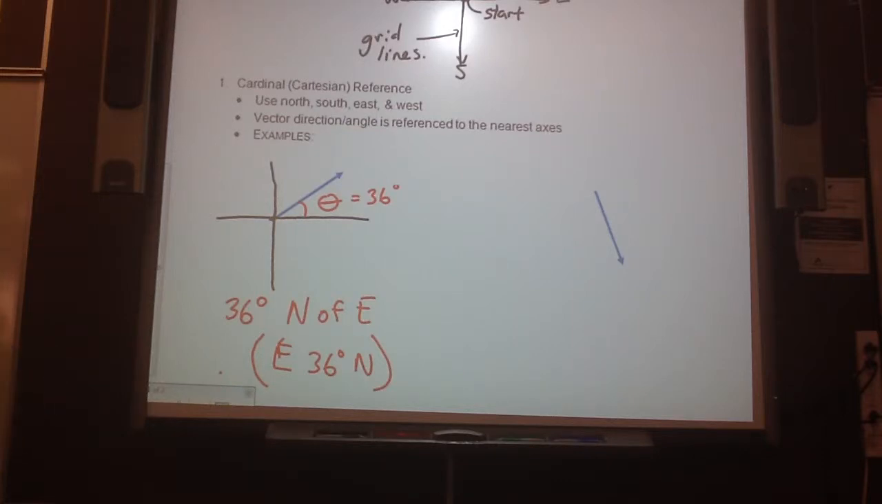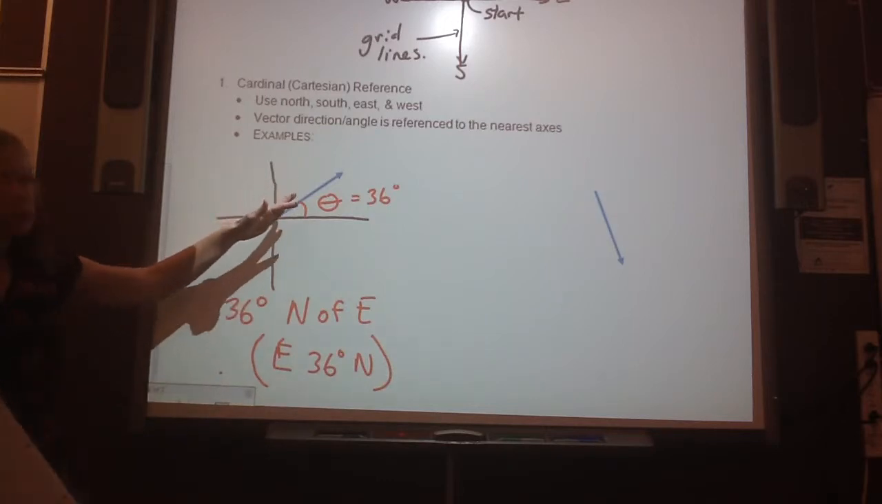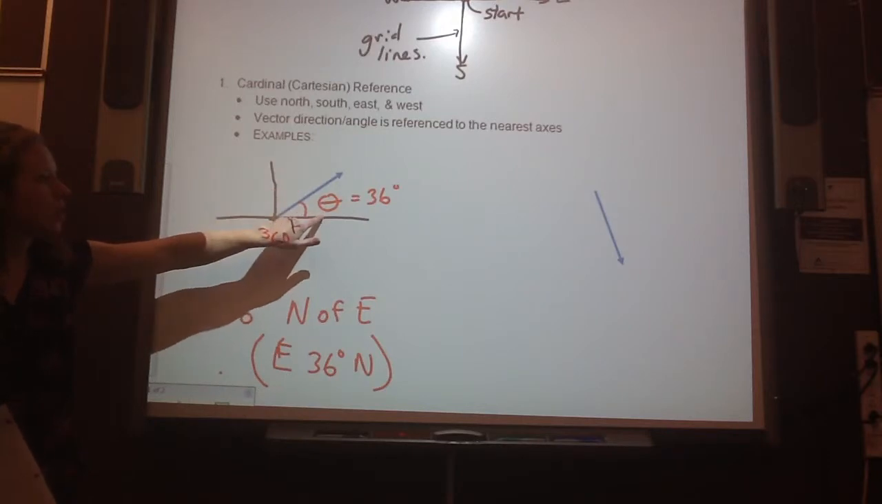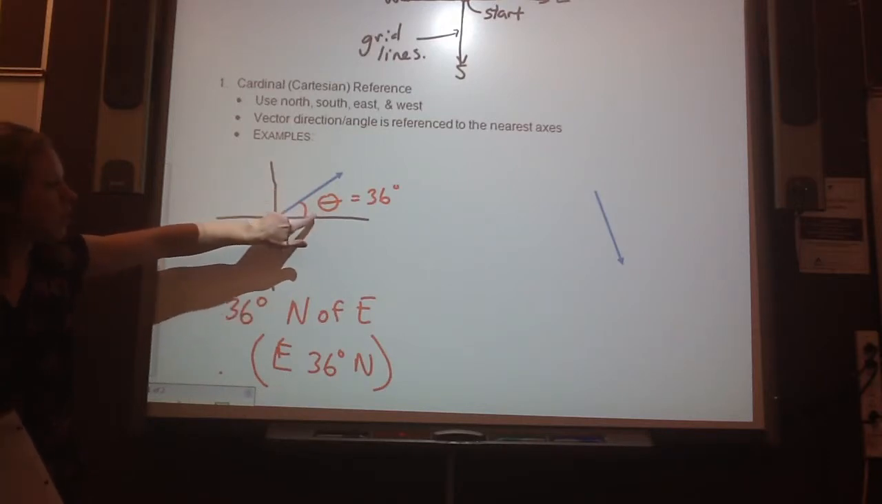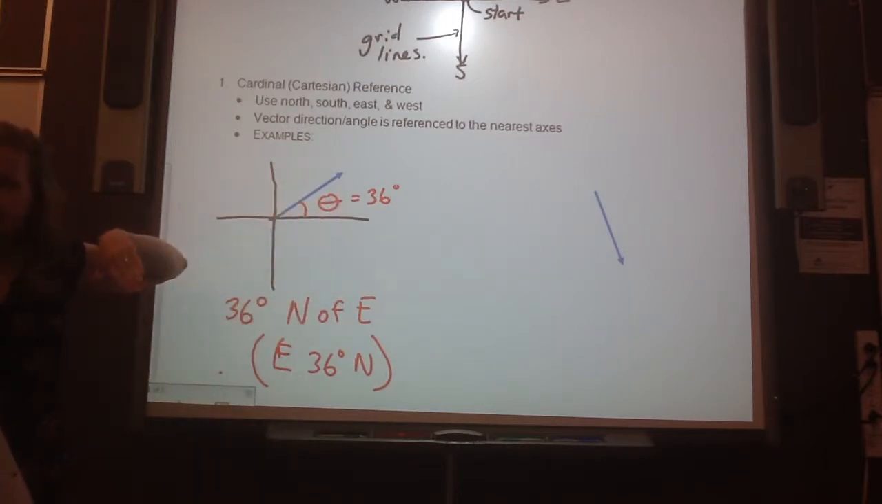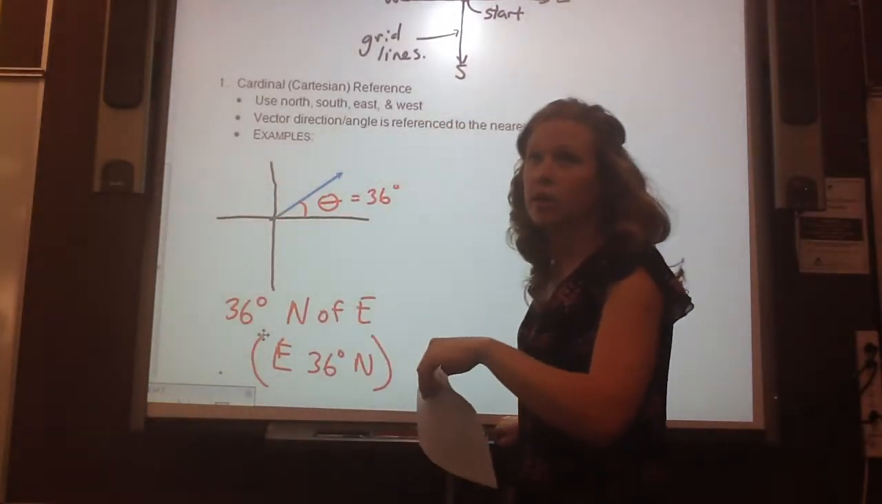Which one's the reference? So you just pick. Generally, it's best to pick the closest one. So 36 is closer, like this line is closer to the east axis line. So if it was like 60, then you'd say 60 degrees north of east. Right, so I'll do another example. And I'll show you the other way to write this too.